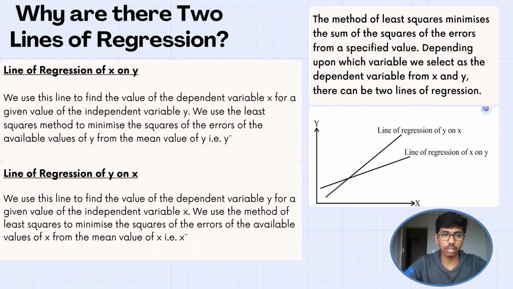Line of regression of x on y. We use this line to find the value of dependent variable x for a given value of the independent variable y. We use the least squares method to minimize the squares of the errors of the available values of y from the mean value of y, which is y dash. Line of regression of y on x. We use this line to find the value of dependent variable y for a given value of the independent variable x. We use the method of least squares to minimize the squares of errors for available values of x from the mean value of x, that is x dash.